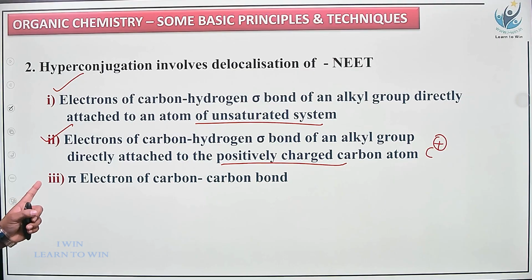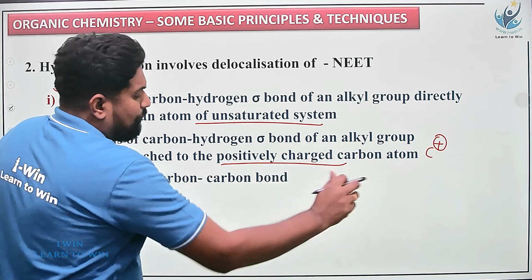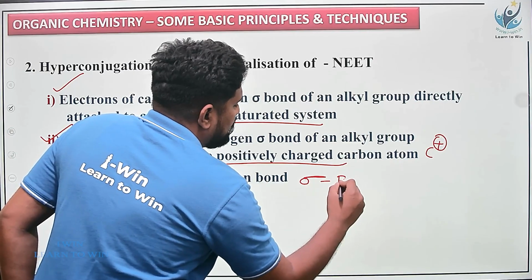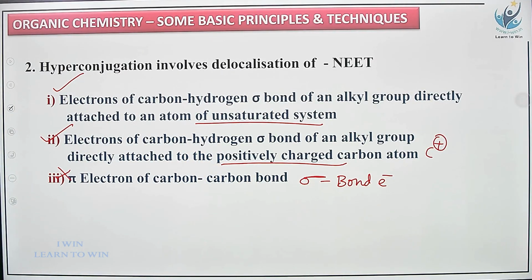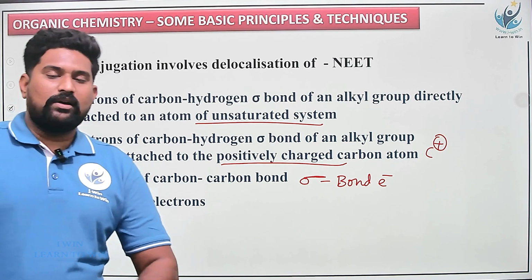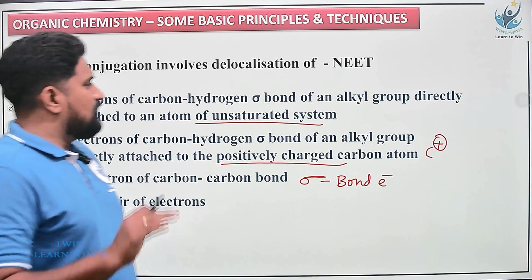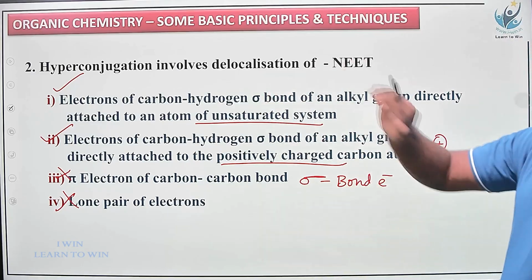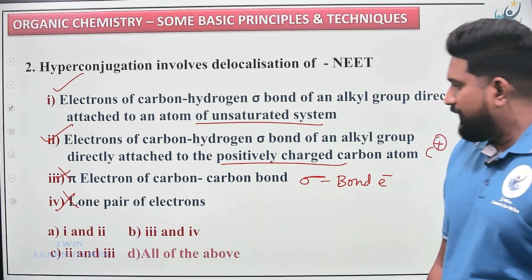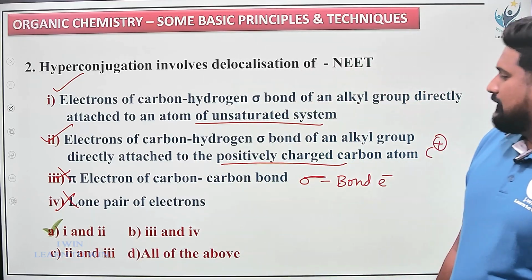Next, pi electrons of carbon-carbon bond. No. Hyperconjugation always talks about sigma bond electrons. It is not pi, so I will not take this as a correct definition. Now, lone pair of electrons. We don't talk about lone pair of electrons, only the sigma bond electrons. So here we can see that options 1 and 2 are correctly involved in hyperconjugation. So option A will be the correct answer, my dear students.